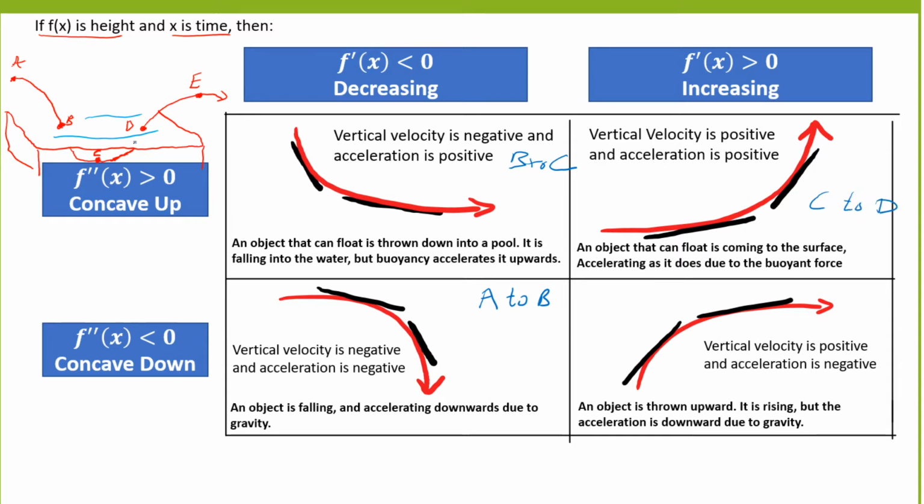And then if we get fast enough that the ball actually leaves the surface of the water, then suddenly we don't have any buoyant force acting on the ball and it's just gravity. And so our acceleration will be negative again. But the ball is going up now. So in this case, my vertical velocity is positive because the ball is still going up, but our acceleration is negative because gravity is pulling it down. So even though our slope, our velocity, is positive, it's getting closer and closer to zero as we go. From D to E. Okay, any questions on slope or concavity?